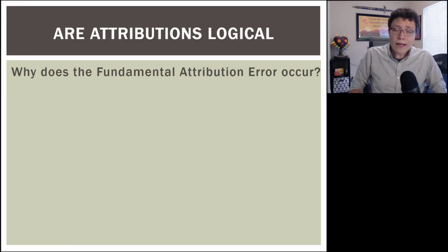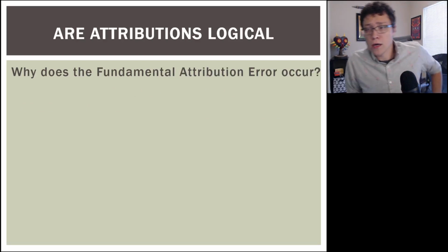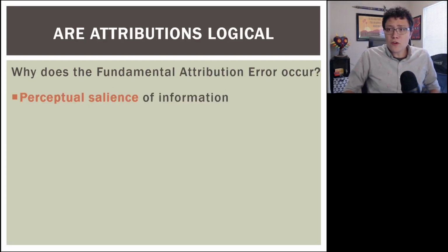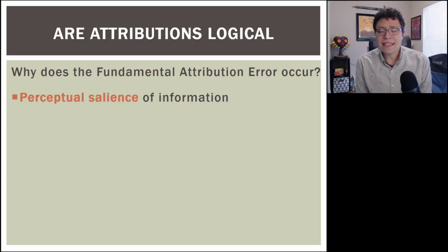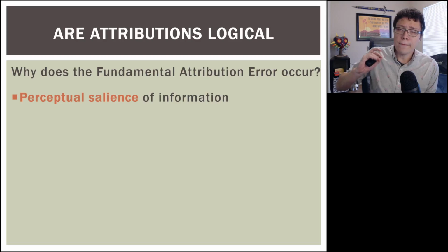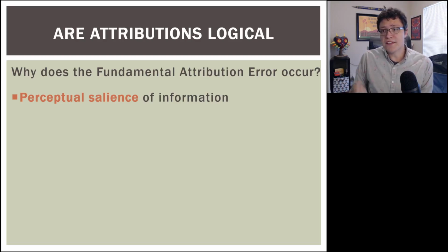But why does this fundamental attribution error occur? Well, first of all, we can talk about the perceptual salience of information, right? This idea that whatever makes the most sense to us, or whatever we can see that's the easiest, is what's going to be what we use.